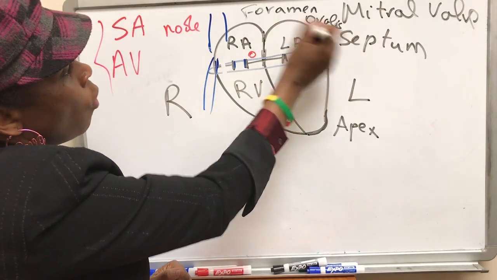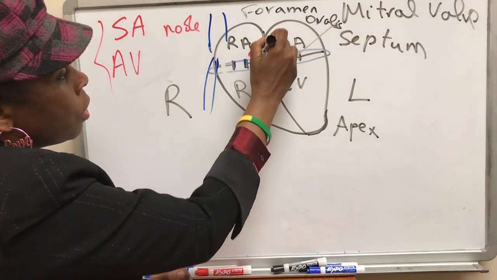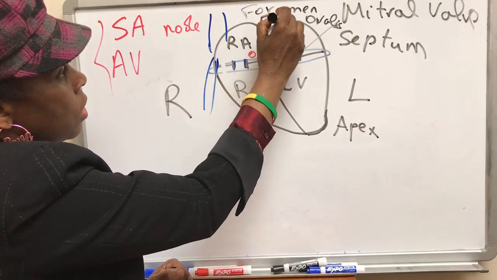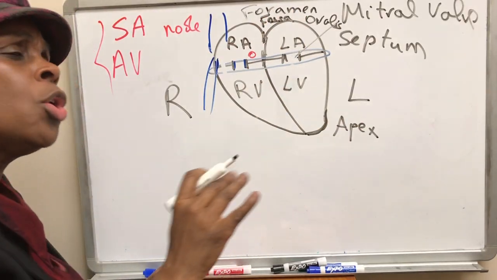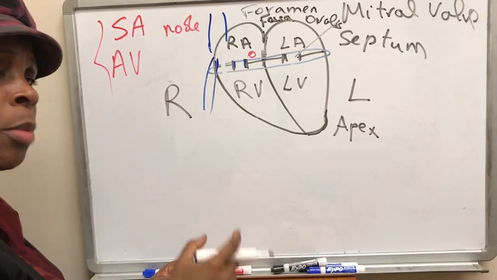It becomes the fossa ovalis. So it used to be a foramen. When it closes, it becomes the fossa. So fossa ovalis. Fossa just means like a hole that you cannot go through, or foramen, you could go through it.